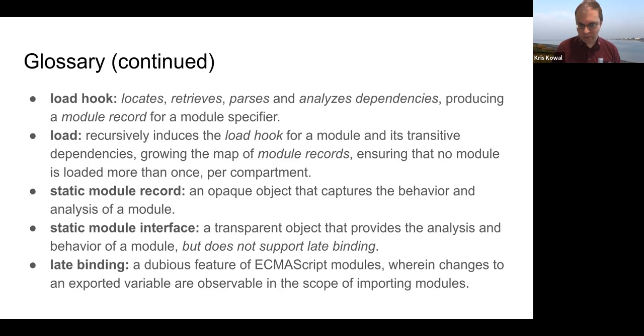Importantly, the locate part is maybe asynchronous, which means that it is possible for the locate hook to deal with redirects and canonicalization of the module specifier to the corresponding module location. The module location is a domain that is a separate concern from the compartment API because it might be a file system, it might be the web, it might be a zip file. And the compartment API is sufficiently general to straddle those distinctions by not concerning itself with location.